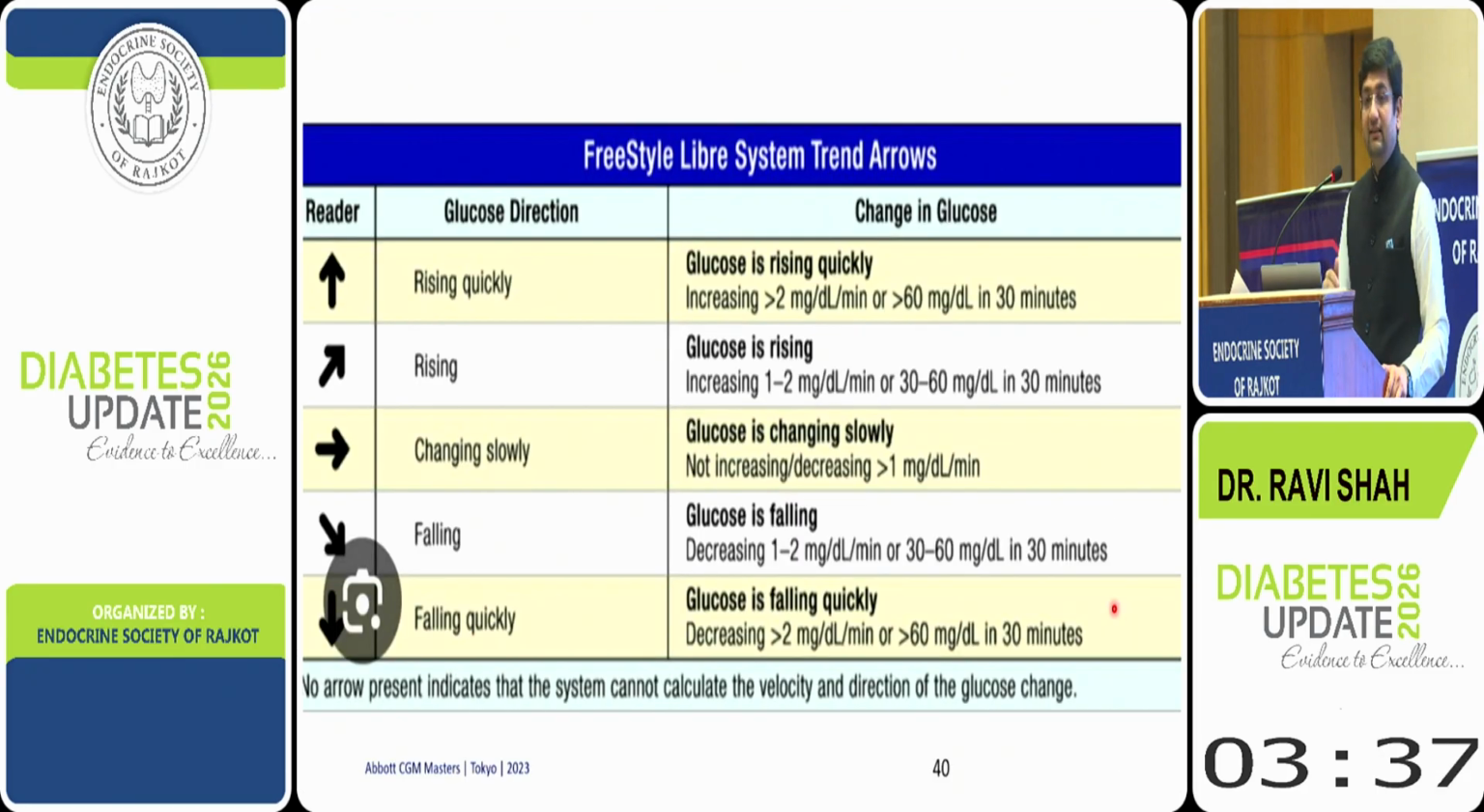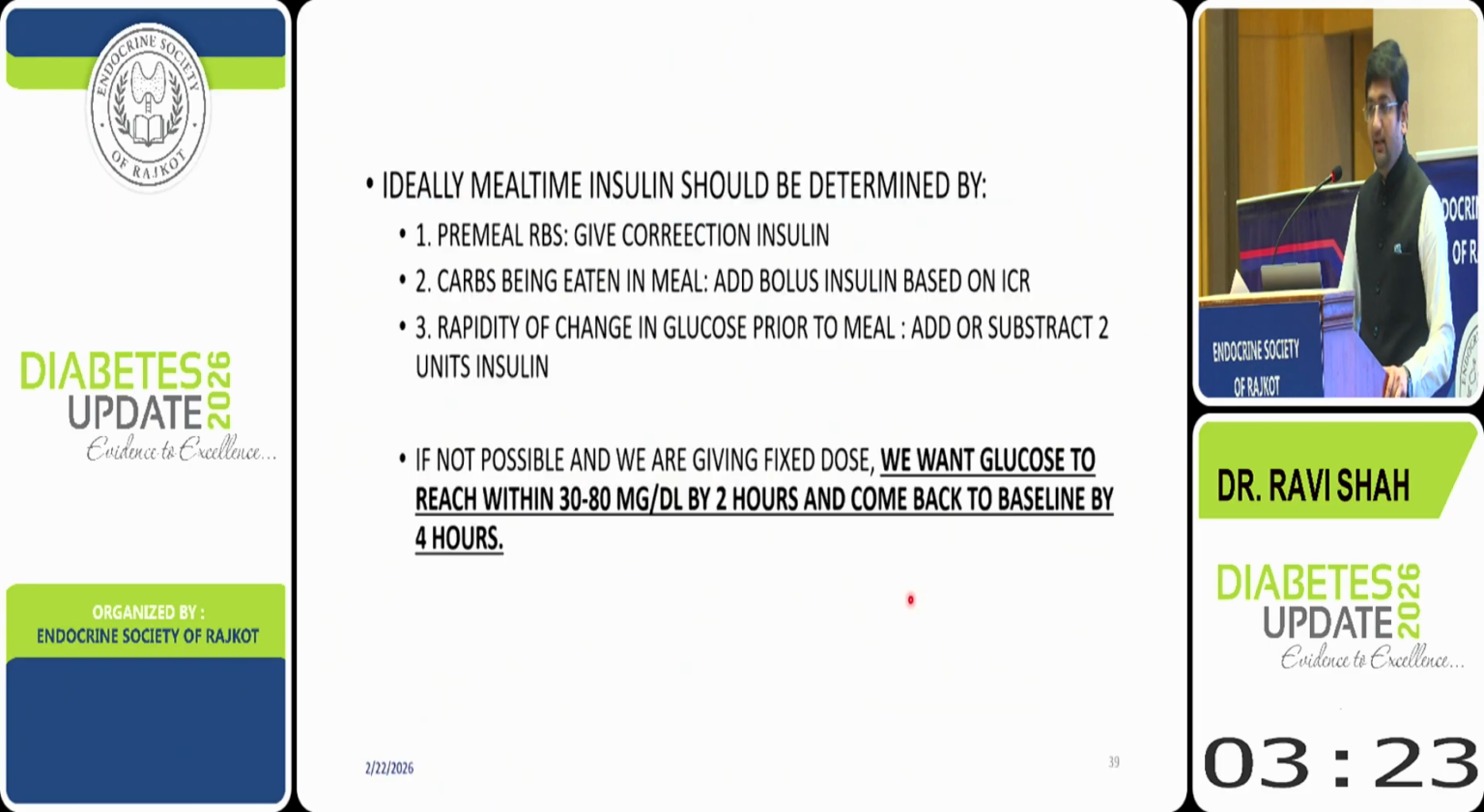So then on the CGMS, we have these trend arrows, and for trend arrows, when it is going up, it means that the glucose is rising by more than 2 milligram per deciliter per minute. You need to increase the dose by 20%, and similarly, if it is going down, you need to decrease by 20%. So this is ideal, which is not very practicable in India, where the patient has to pay out of pocket for the CGMS.